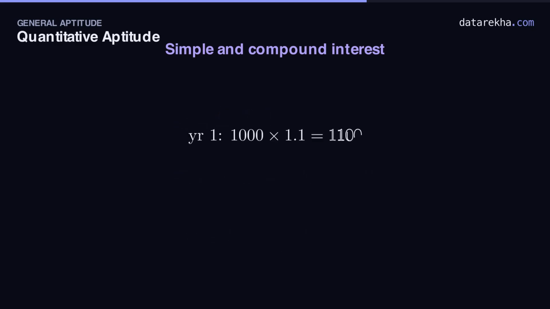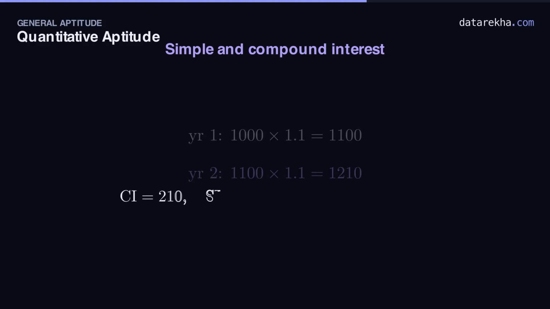Compound is where it gets interesting. 1000 at 10% grows to 1100 after a year. The second year's 10% is on 1100, not 1000. You gain 110, reaching 1210. The interest itself is growing.